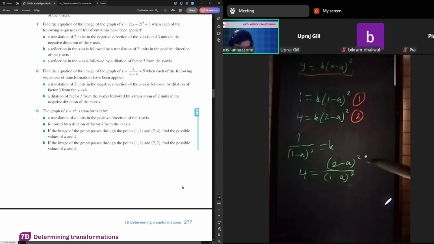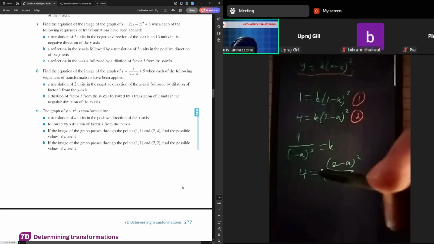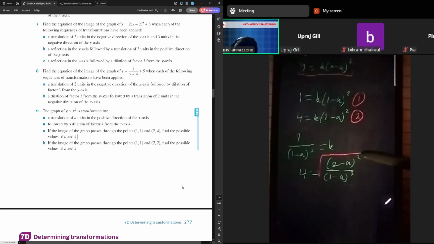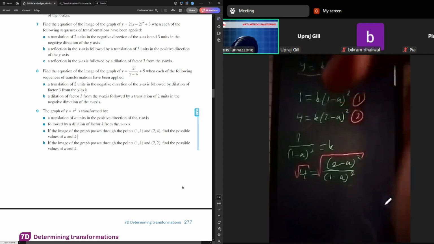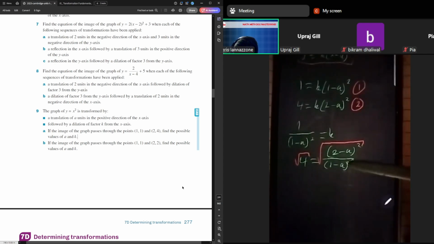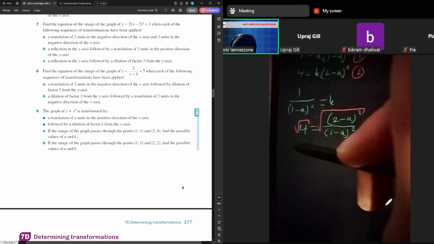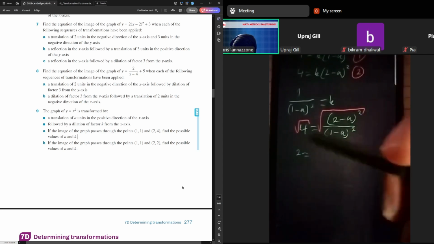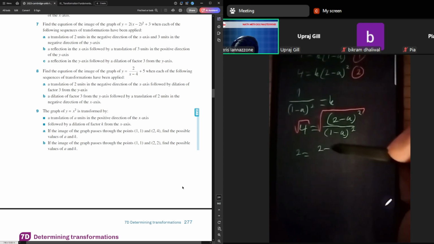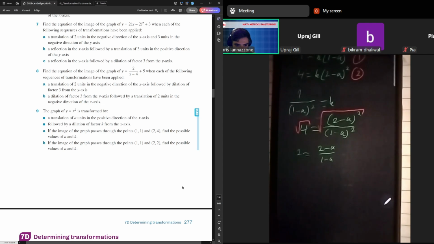You just expand this, well actually no, you don't expand, sorry, you would square root. That's much stronger. Square root both sides of this equation, and the reason why that's good is because both of these terms are squared. So when you square root an entire thing, it's the same as if you distribute the square root between the top and bottom. So square root both: 2 equals 2 minus a on 1 minus a. Rearranging that is now not so bad.